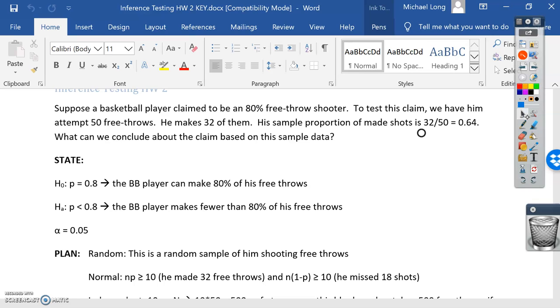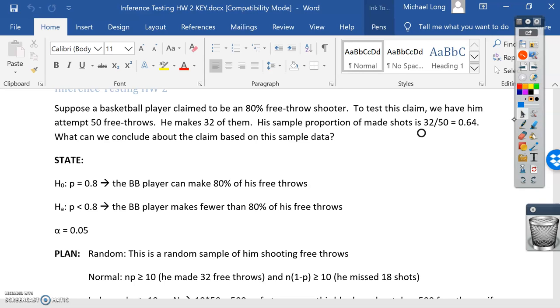So if you notice here, here's the null hypothesis, H0, which is the symbol for null hypothesis, p equals 0.8. This is his claim. He makes 80% of all free throws that he shoots. And we write it in symbols and in words. The alternative hypothesis is that he makes less than 80%. He's not quite an 80% free throw shooter. And again, we write it in symbols and words.